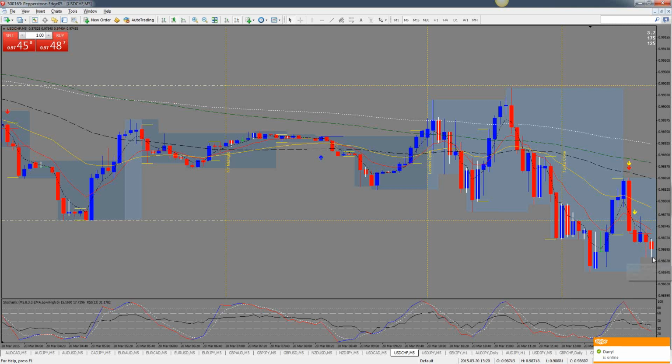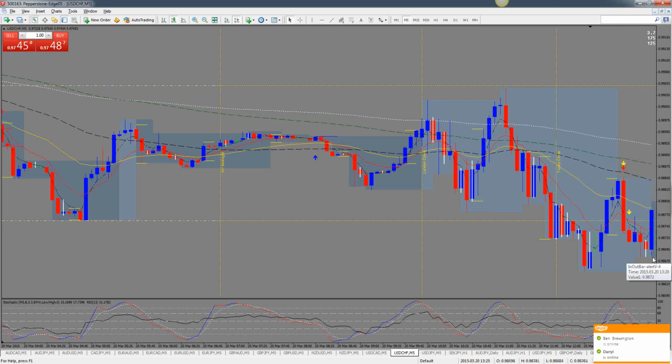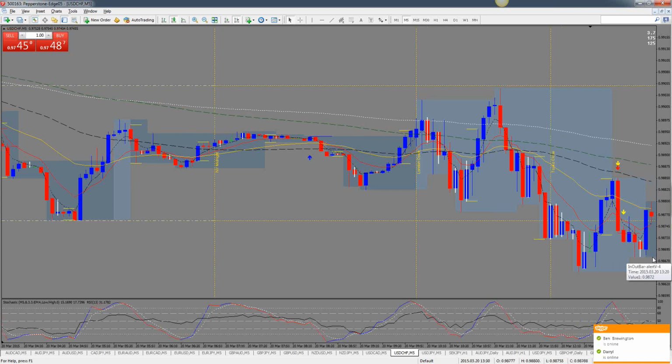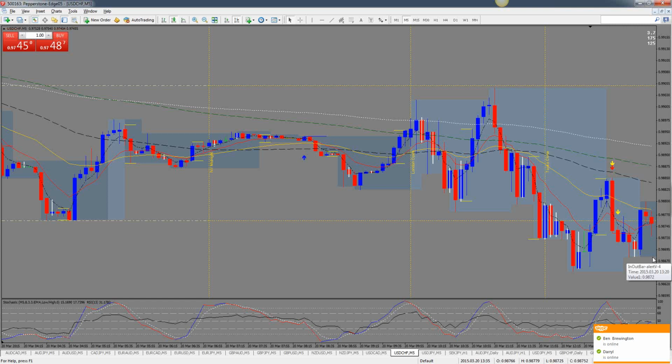But let's see what happens here. No break, no trade. Okay, no break, no trade. All right, it's now a non-valid candle. We're now waiting for the next valid signal. 1, 2, 3. It's no longer a valid trade. So let's take a look. Keep moving.